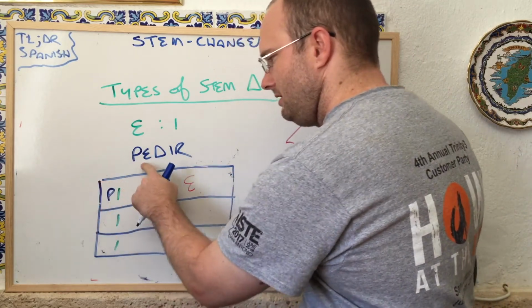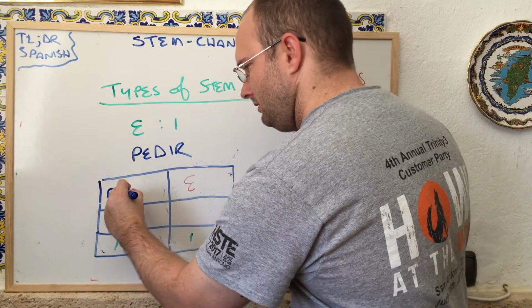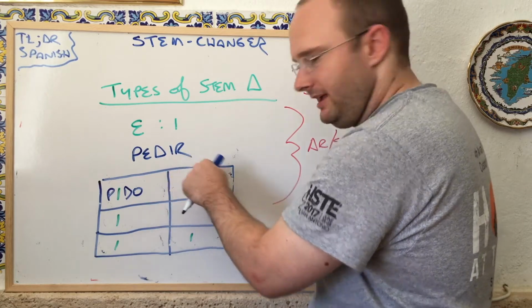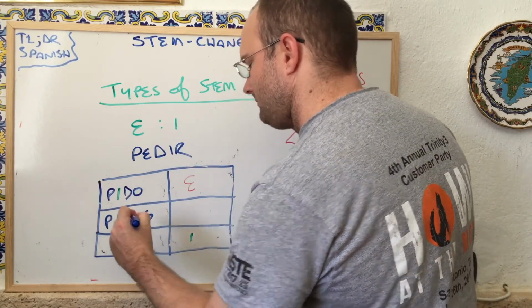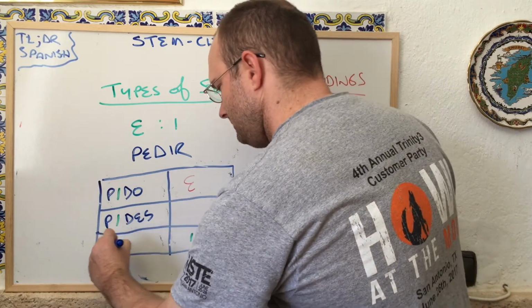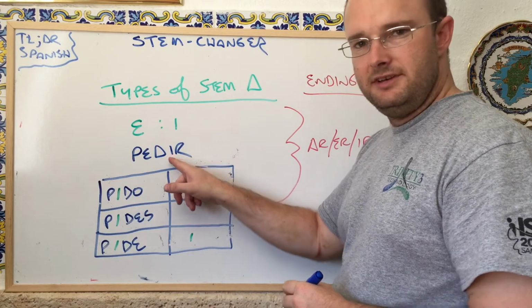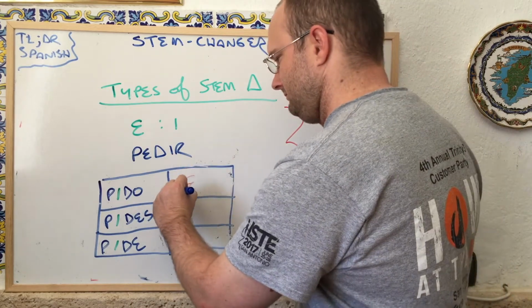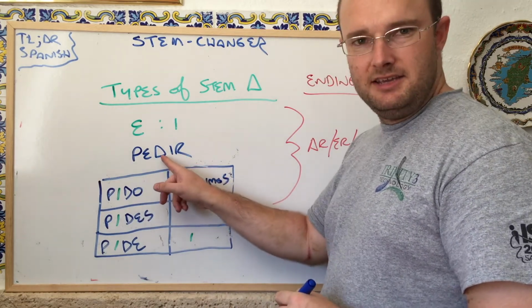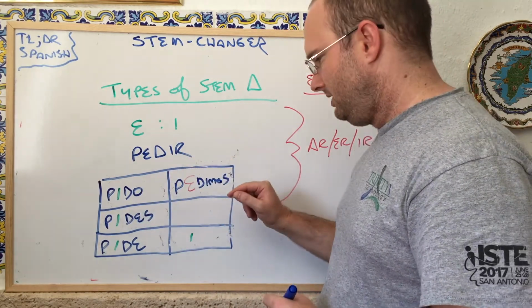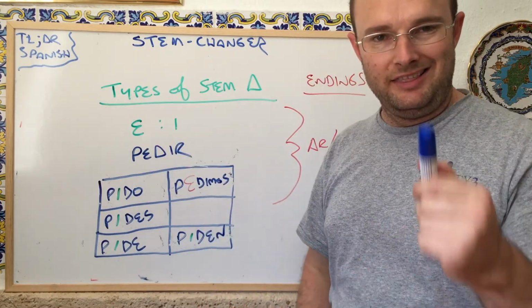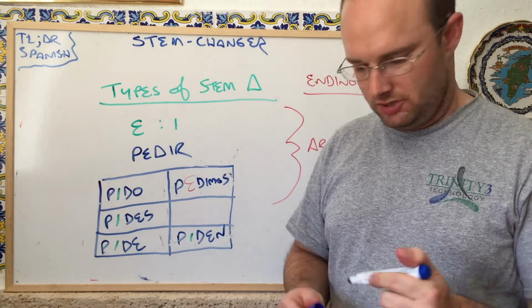P, D, O, P, D, E, S, P, D, E, P, D, imos, and P, D, I, N. There we have it, an E to I stem change. And that's our last type of stem change.